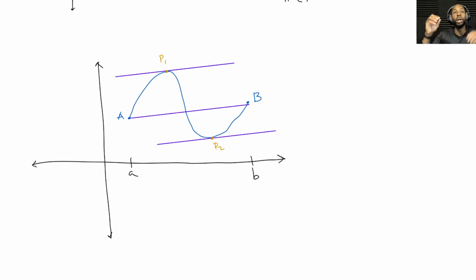Okay. So good. So in other words, if you can take the slope of the secant line between two points, then it gives you an idea of where the slope of the tangent line is going to be. The derivative is going to be equal to it at at least one point between A and B. Hopefully that makes sense. All right.